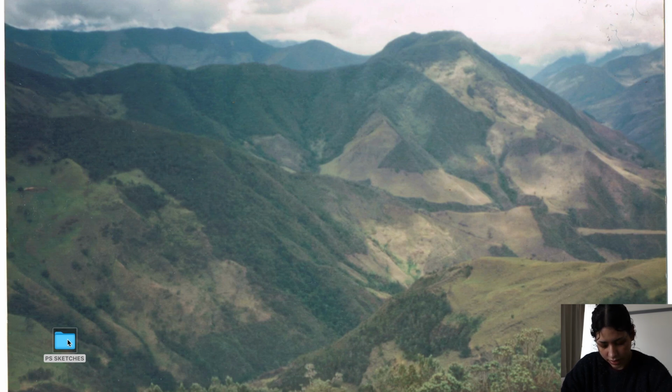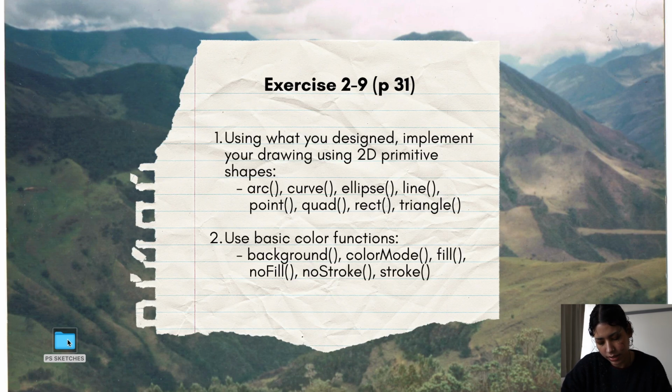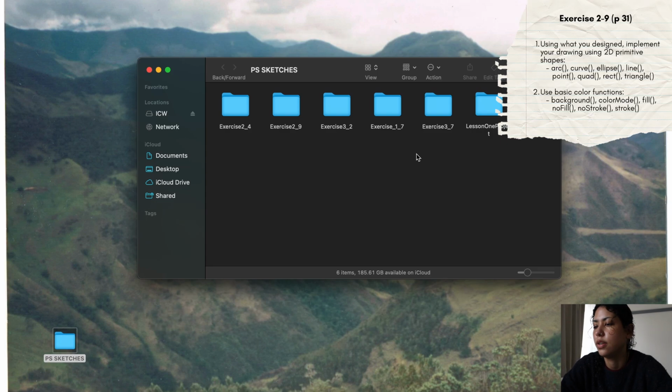The next exercise is exercise 2-9. So we're slowly just building up, sort of working with the same project and building functionality little by little. So using what you've designed, implement your drawing using 2D primitive shapes, arcs, curves, ellipses, lines, points, quad, rectangle, etc. Use the background and some color functions as well, colorMode, fill, noStroke, stroke, all of that.